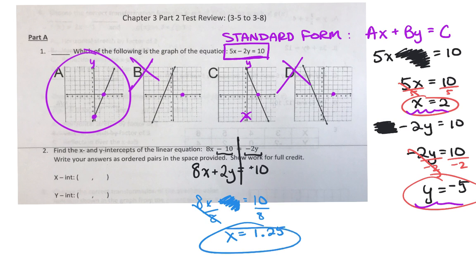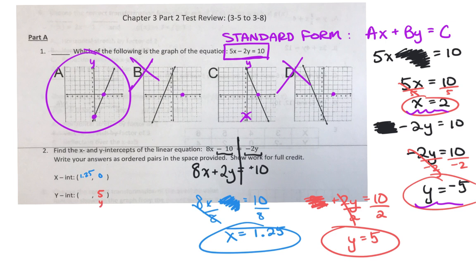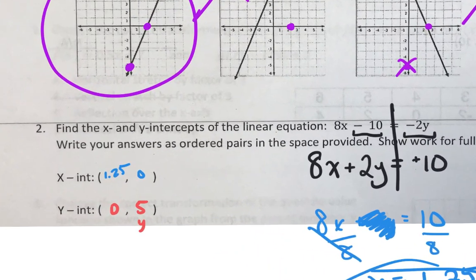I could do the same thing, but for the y. Okay, I could ignore the x so I could find the y-intercept. And now it says 2y equals 10. So isolate the y by dividing, and y equals 5. So I have my x-intercept of 1.25, and the y value would be 0. And then I have my y-intercept of 5. So make sure you put it in the y spot. And we ignored the x, so that meant the x was 0. All right, guys, so that's what standard form can be used for.